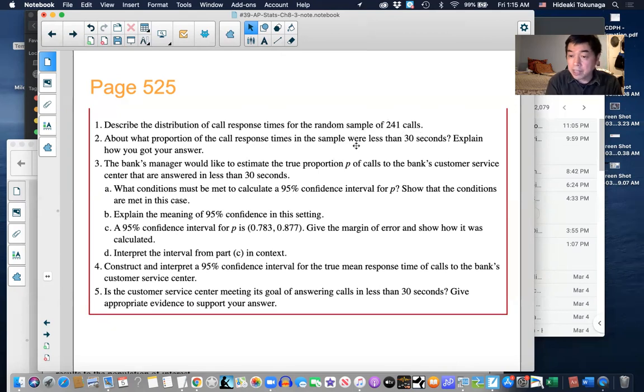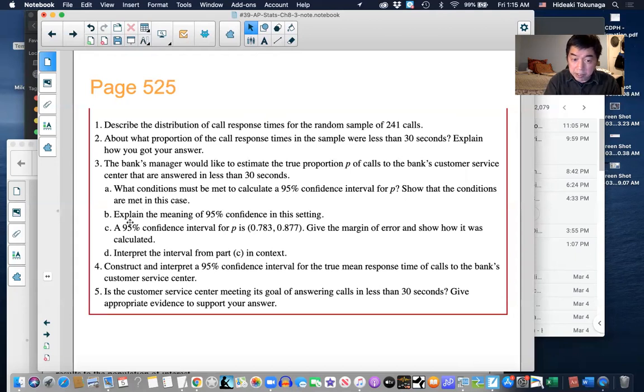Now, what else? The count has to be more than 10. It's not more than 30 this time, more than 10, because it's the proportion. So we run the Z star. Those are the conditions. That's letter A.